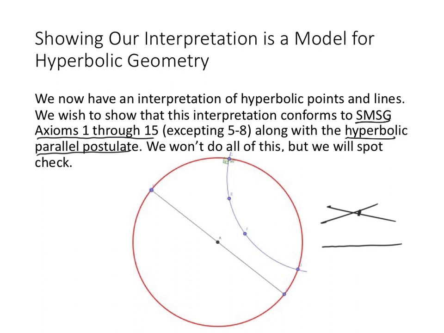And then our lines in this interpretation are going to be of two types. They're going to be either diameters of the unit circle, as shown here, this diameter through the center A of the circle, or they're going to be portions of circles that are interior to the unit circle and are orthogonal to the unit circle. So that's a line of this type. Now remember that the points at the ends of the lines actually aren't on the lines, because we're only considering points that are interior to the unit circle.